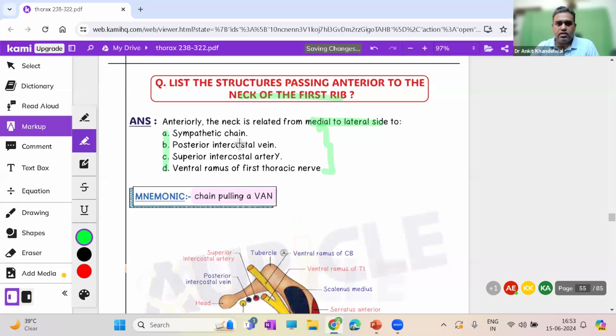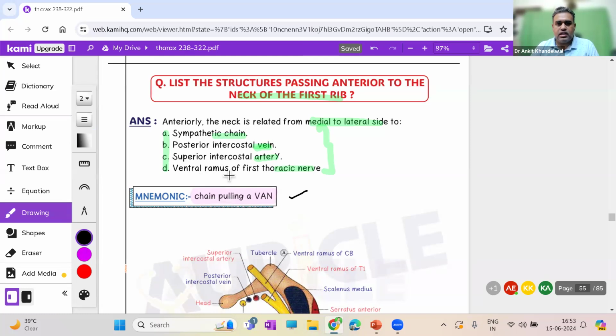So again, you can remember: you have vein, artery, and nerve over there. You have sympathetic chain. Chain pulling a vein. You have a mnemonic as well over here. Chain pulling a vein. So chain is the sympathetic chain. But do remember, we are going from medial to lateral, as you will always get confused. Chain pulling a vein.